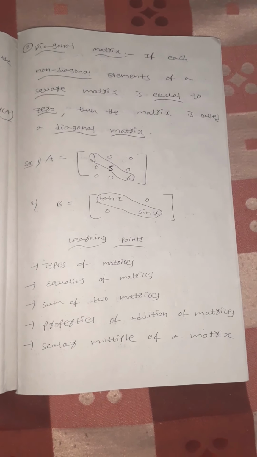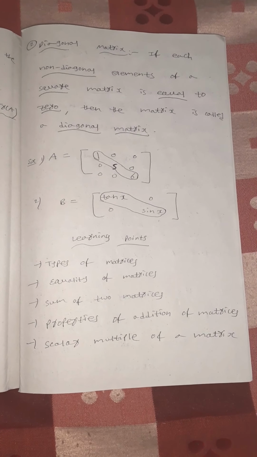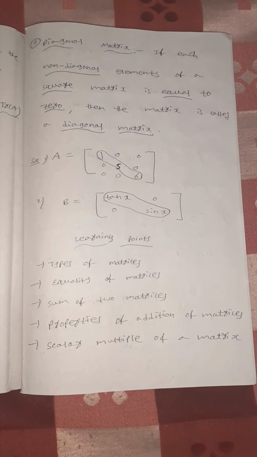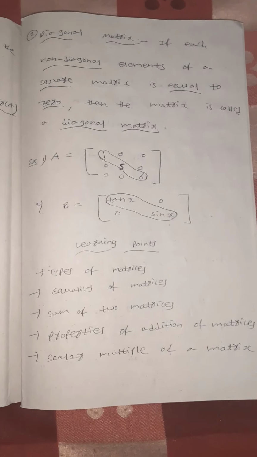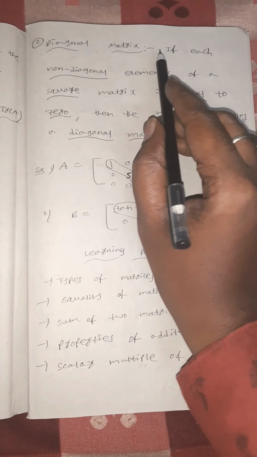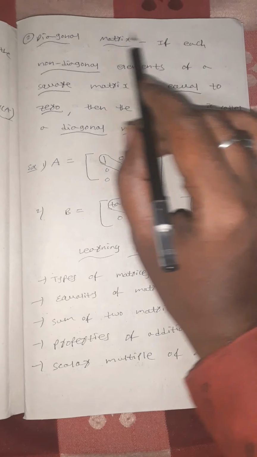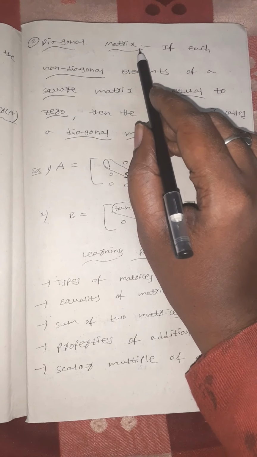Hello students, now I will explain Intermediate Maths 1B Matrices chapter, next session, some definitions. So next, diagonal matrix. Already we are discussing types of matrices in the previous video. Now, continuation of that, diagonal matrix.